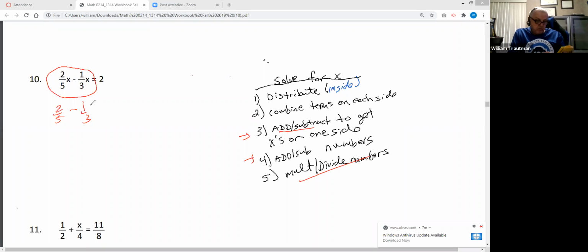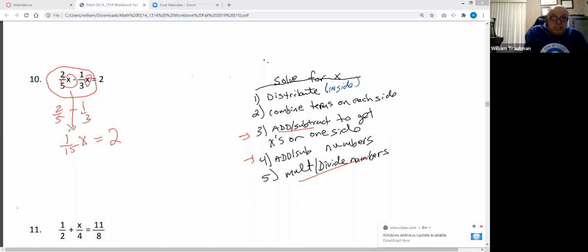2/5, subtract fraction 1/3. I get 1/15. And don't forget, these are x's. That's it. We subtracted those two, 2/5 minus 1/3 is 1/15. Somebody tell me how I take the 1/15 to the other side. The only thing left is to take the 1/15 to the other side. How do I do that?